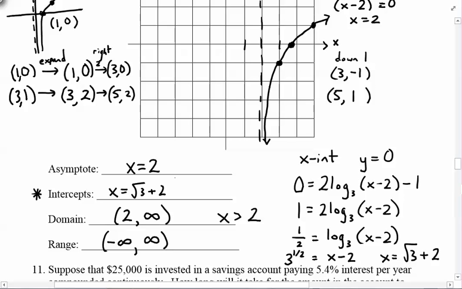And I can see from the graph that there's a y-axis. There is no y-intercept. The graph will never get to the y coordinate. But if I wanted to find the y-intercept, you set x equals to 0. And if you solve that, you find that there is no solution.